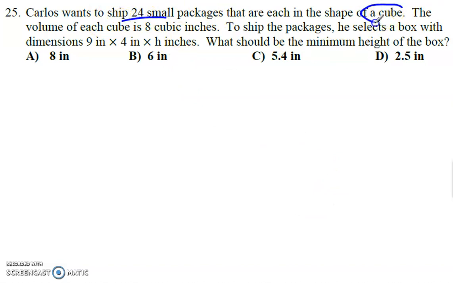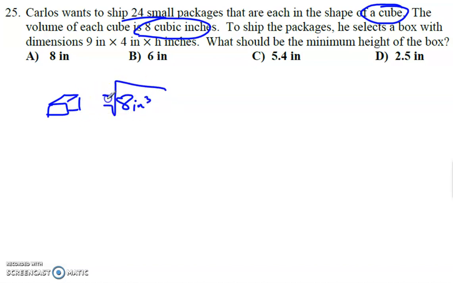All right, he wants to ship 24 small packages. They are each in the shape of a cube. Important information, they're each 8 cubic inches. So we've got a cube, and that cube measures 8 cubic inches. Well, to find one side of this, I would do the cube root. The cube root of that is 2. So one of these sides is 2.